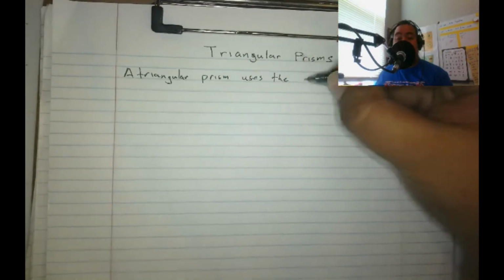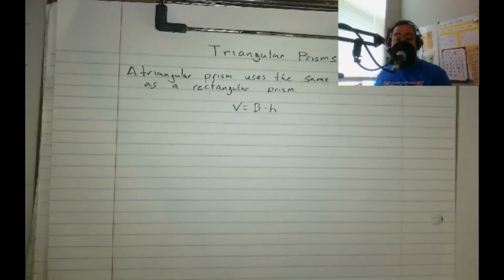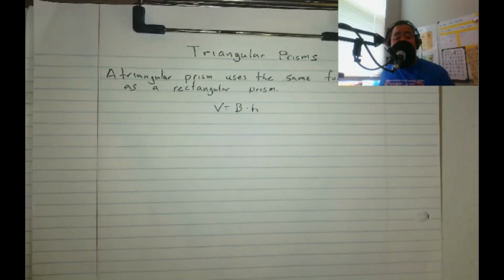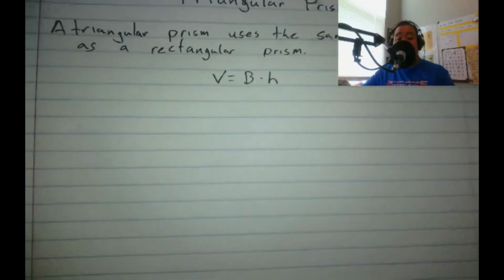Triangular prisms. A triangular prism uses the same formula as a rectangular prism. So we're going to use the same formula, V equals big B times H. However, the base is actually a triangle. So the big B is actually going to be equal to the area of a triangle. So let's go ahead and look at our formula a little bit closer.